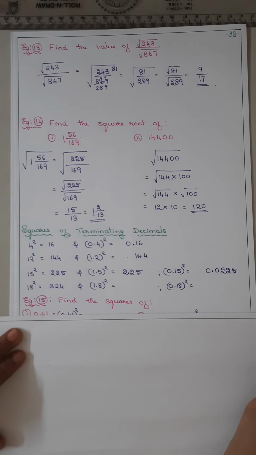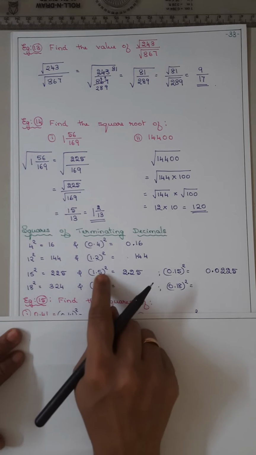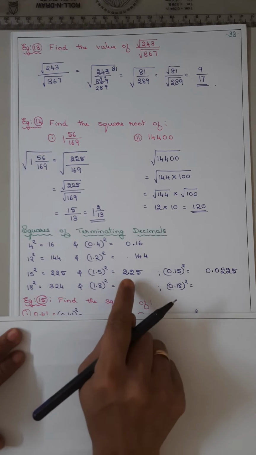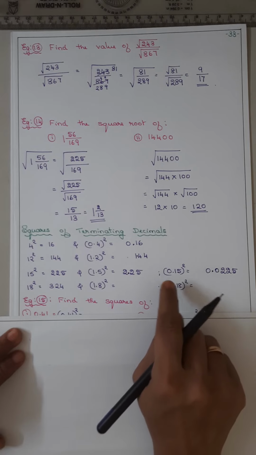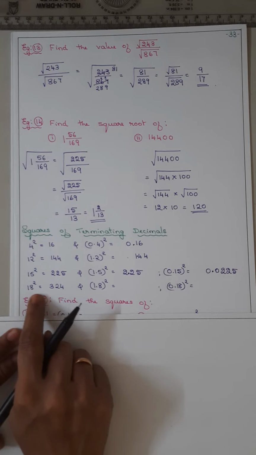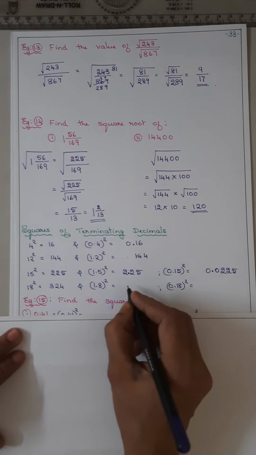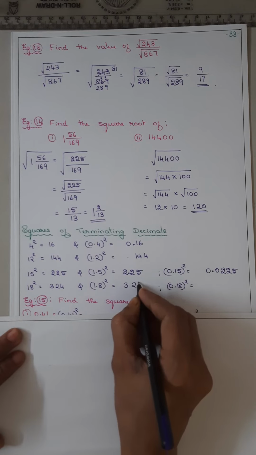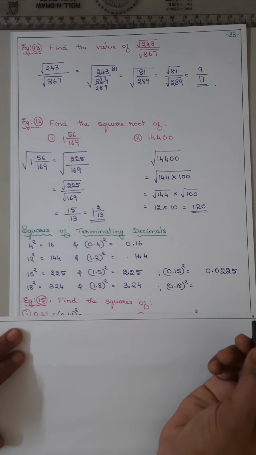Hope you are understanding. So when there is no decimal, directly, 1 decimal in the square will be 2 decimal. If it is 2 decimal in the square, it will be 4 decimal. Now 18 square, you know, is 324. 1.8 square will be 324. So 1 decimal, put 2 decimal.